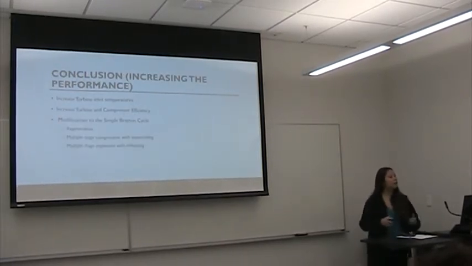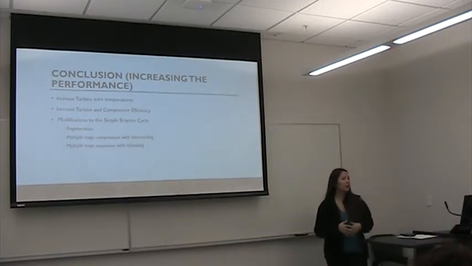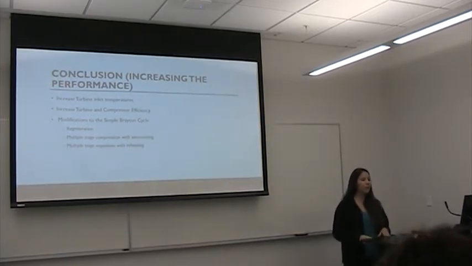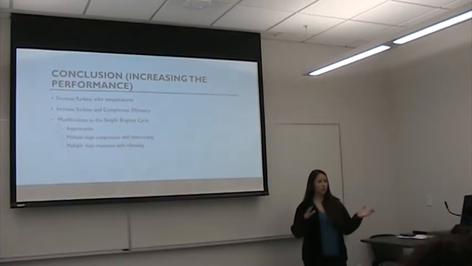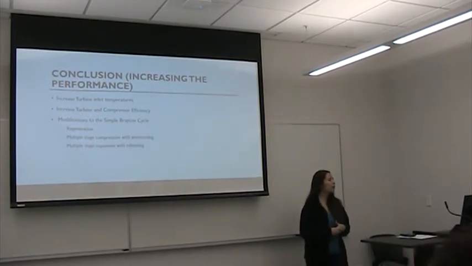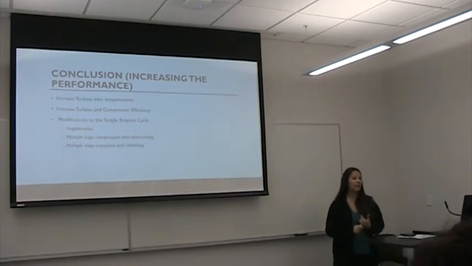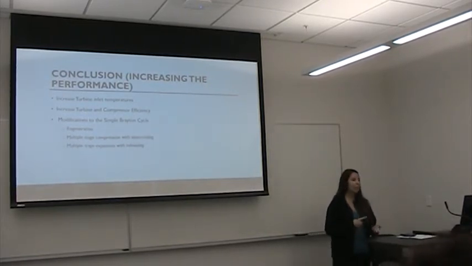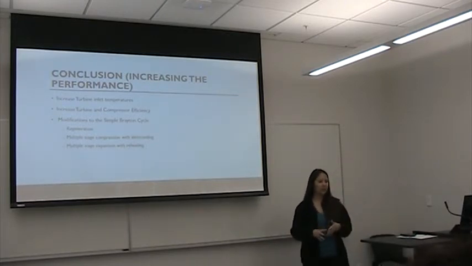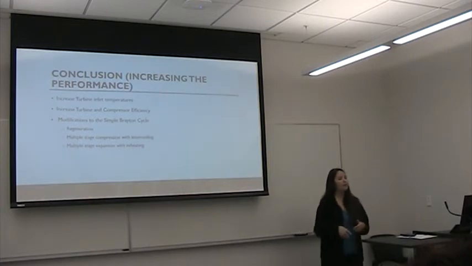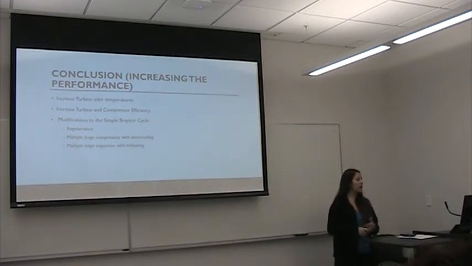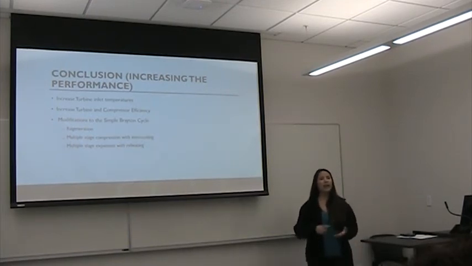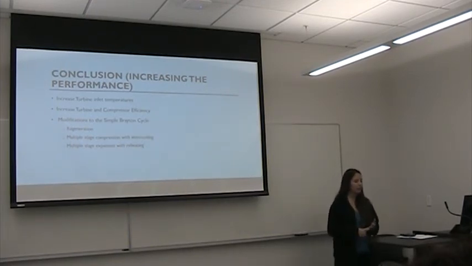And to conclude, how can we increase the performance of the Brayton cycle to model it as an ideal Brayton cycle? We can increase the turbine inlet temperatures. Also, we can increase the turbine and compressor efficiency. And we can make different types of modifications to the original Brayton cycle, for example, regeneration, and also we can have multiple stage compression with intercooling and multiple stage expansion with reheating.